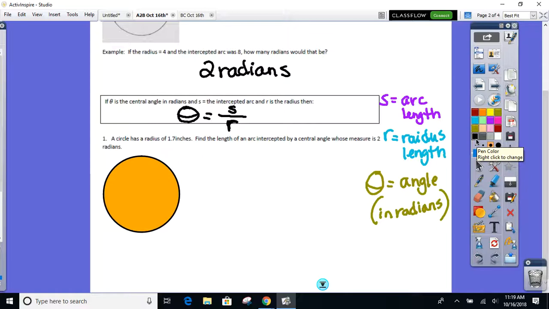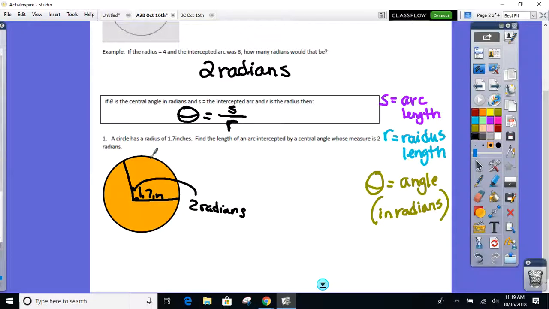Moving on. Okay, we have a radius of 1.7 inches. Now, again, I'm drawing the diagram just so you guys can see it. I am not requiring you draw a diagram every time or at all. So 1.7 inches for the radius. Find the length of the arc if my angle is 2 radians. So there's 2 radians for the angle measure.